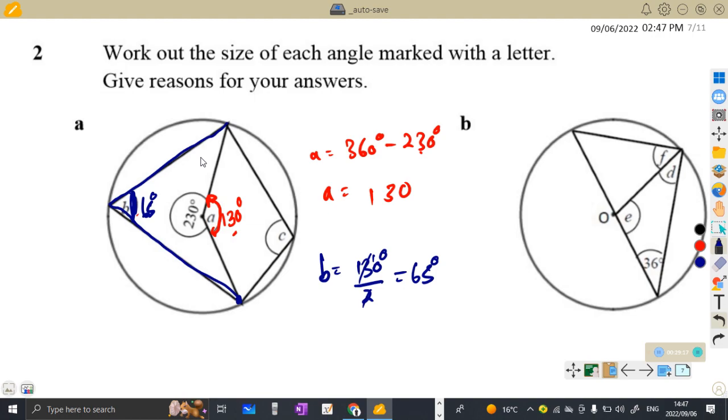So this is your angle B. Now this is your angle C. For you to find the angle C, there are so many ways. We can use this 230, divide by 2, we get this C. So for our C, there are so many ways. I'm going to use another one.